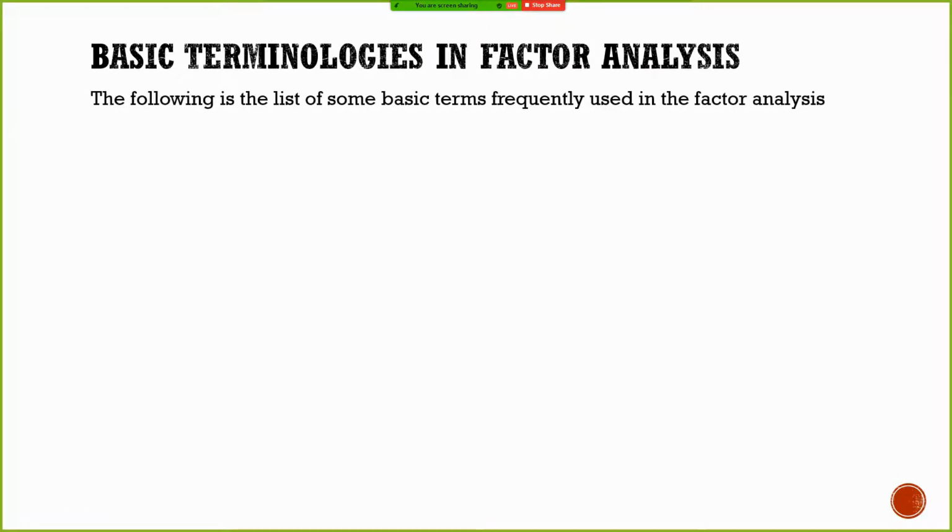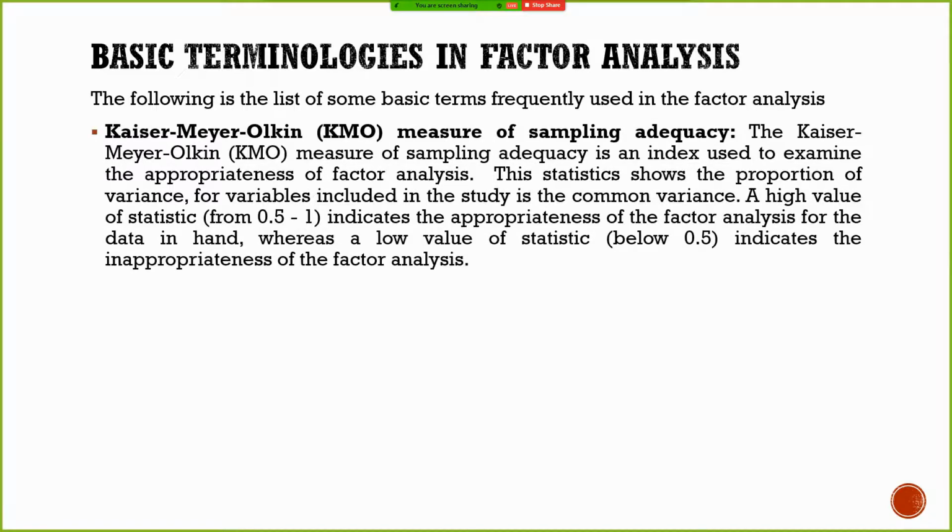So, basic terminologies in factor analysis. When you are doing your factor analysis, you come across different terminologies. How do you define and understand those terminologies? There's a separate video on exploratory factor analysis on the channel as well, which I did share. So the first thing is the Kaiser-Meyer-Olkin measure of sampling adequacy.